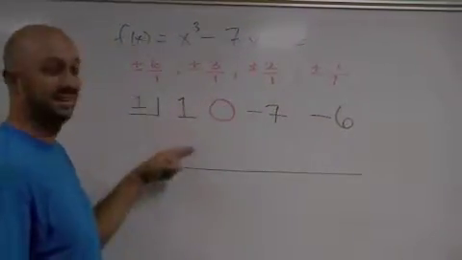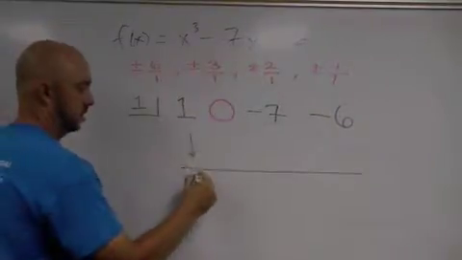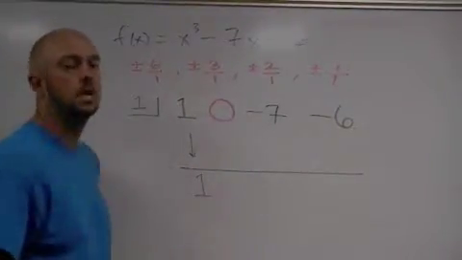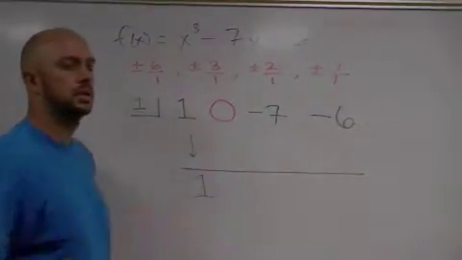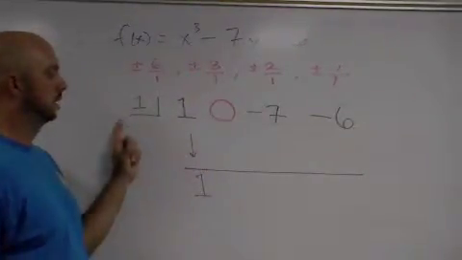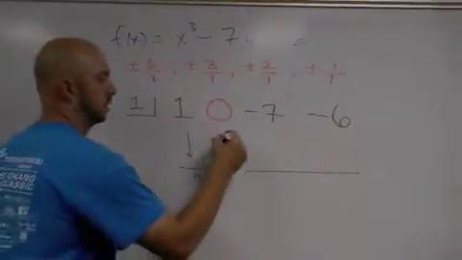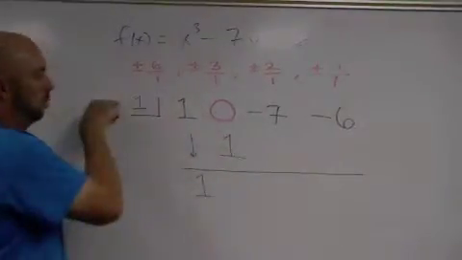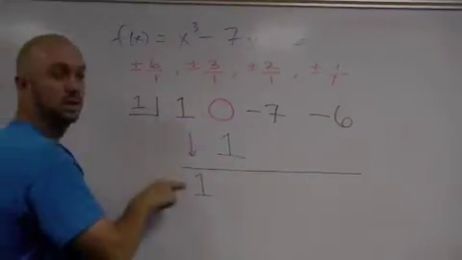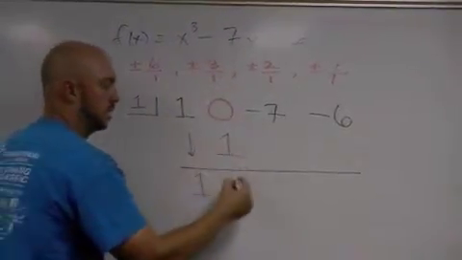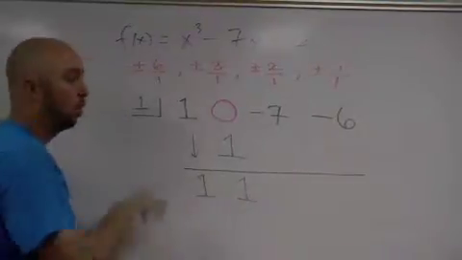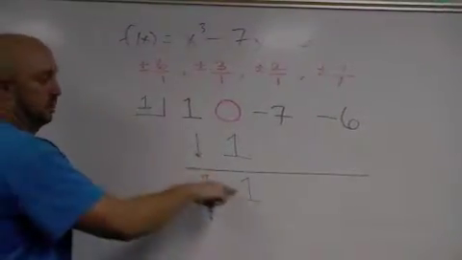Well, 1 and nothing is 1. From here, we need to put something here. Here's how this goes. 1 times 1 is 1. Again, one more time. 1 in the treehouse times 1 is 1. Add straight down the column. 0 plus 1 is 1. Multiply again. 1 times 1 is 1.